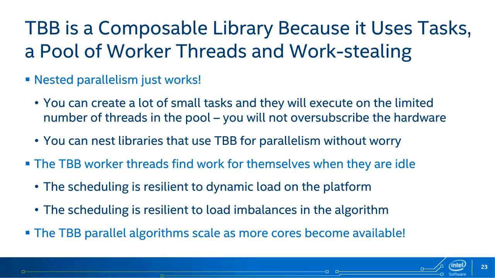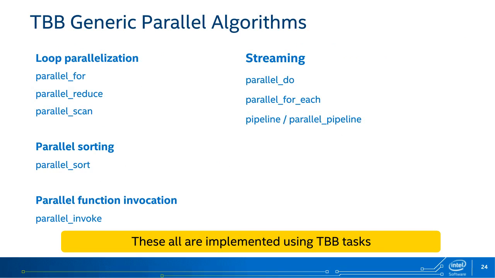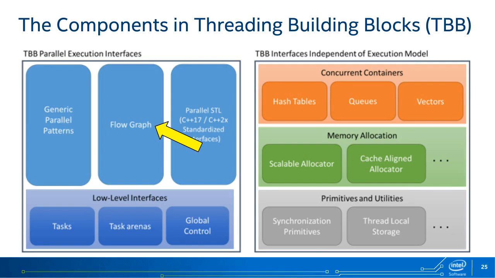So TBB's generic algorithms are all implemented on top of tasks. We're not expressing things directly with tasks. We're using these higher level algorithms, but we get all these good properties because they're implemented on top of tasks. And this is also true of the high-level execution interfaces within TBB. So the next one I'm going to talk about is the Flow Graph API.